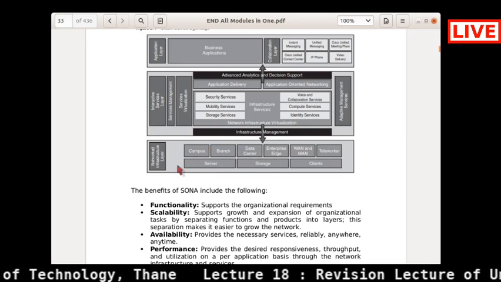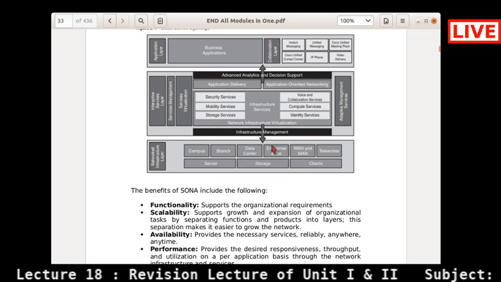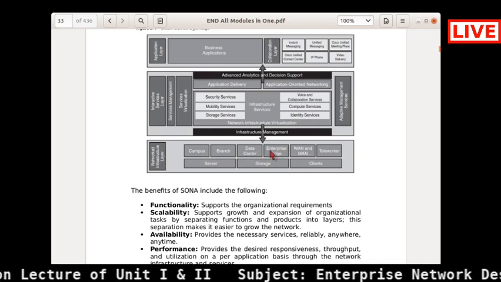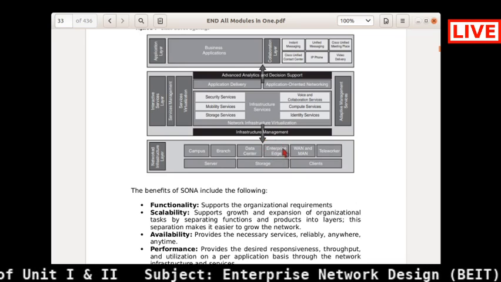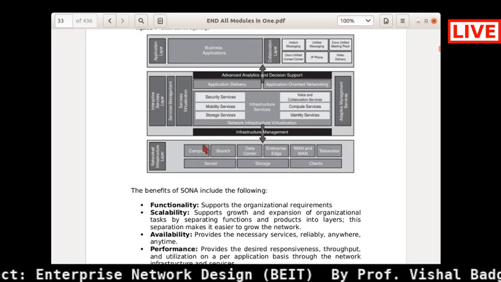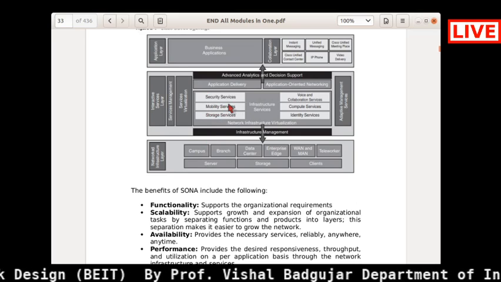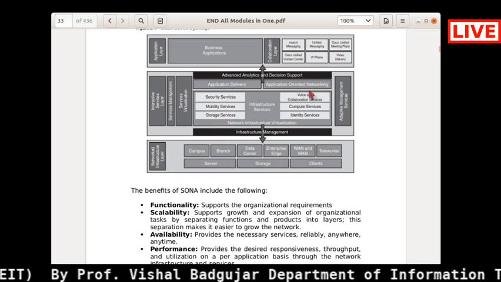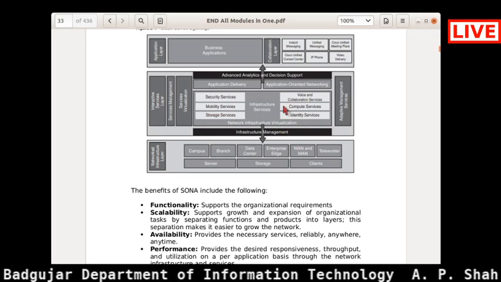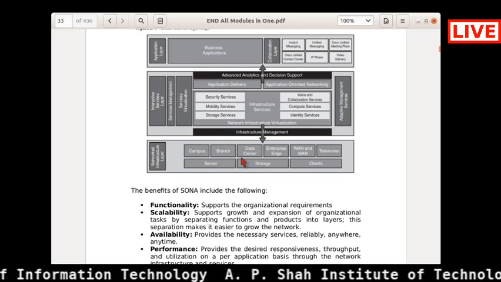For example, if I consider the network infrastructure layer, the question may be asked on this particular enterprise edge only. What the different sub modules in this enterprise edge are, you must know. What the different modules in this particular campus network are, you must know. What is the functionality of this particular mobility service, you know. Compute service means what, identity service means what? So likewise the question may be formed on each of the services, each of the components.